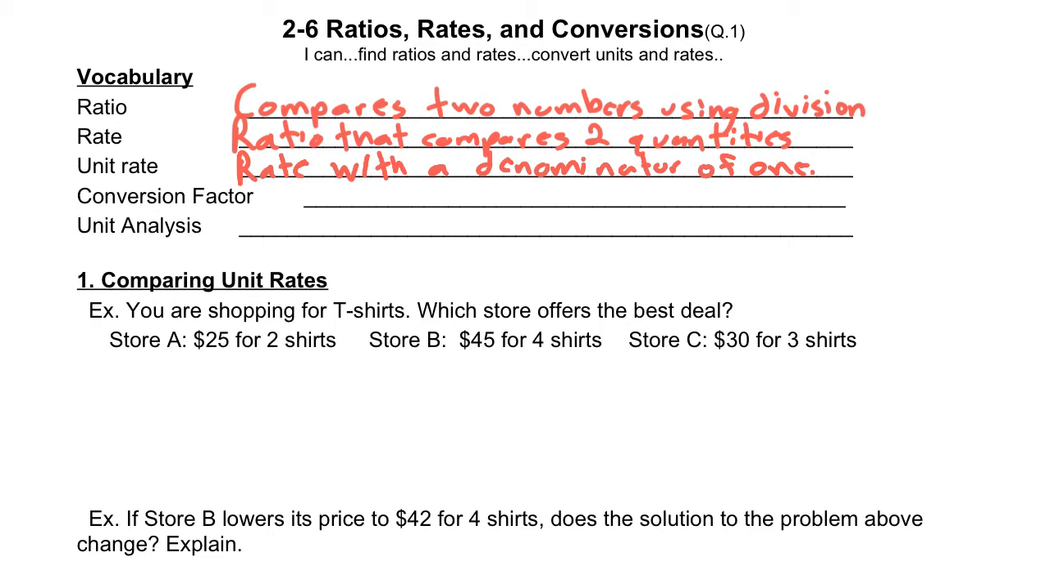When we talk about converting units, we use a conversion factor. A conversion factor is a ratio of two equal measures in different units. Like a minute and 60 seconds are equal measures, but they're in different units. A foot and 12 inches: equal measures in different units.